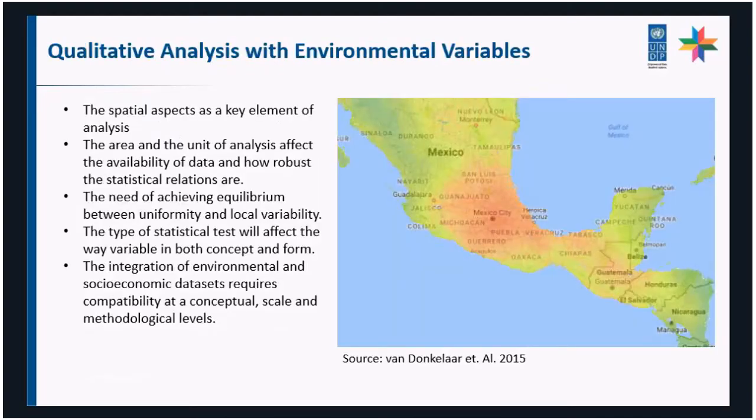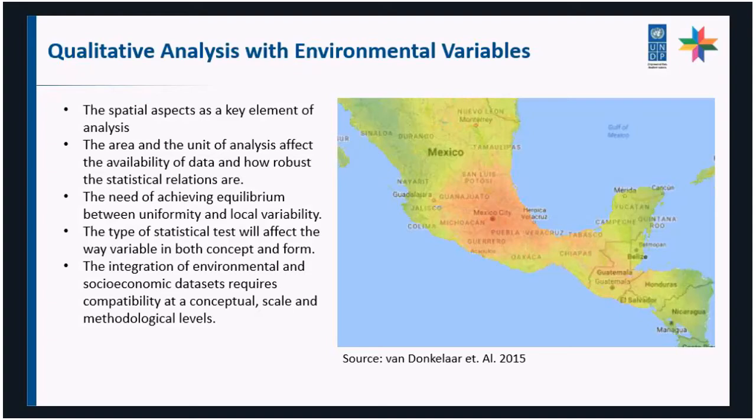So going even deeper into the analysis with environmental variables, the first thing we have to understand is that the spatial aspects of the environmental variables are key to the analysis. There's no way we can analyze environmental components without making the map or understanding the way in which the geographic distribution of these variables is happening. This is going to affect the area and the unit of analysis that we choose.